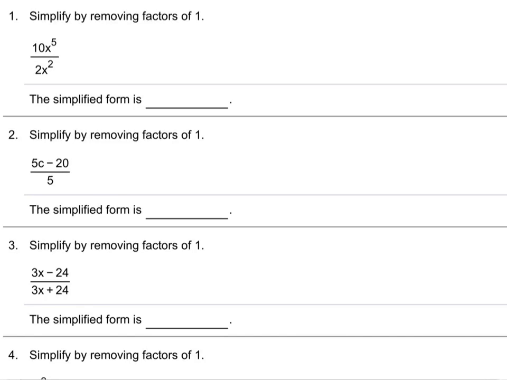So here we go, 5.1. So this is section 5.1. And they're asking us to simplify. It's kind of weird the way they say that. Just focus on the word simplify. So they want us to basically take that fraction and simplify it. Simplify that fraction. So 10x to the fifth over 2x squared. How does one simplify that fraction?